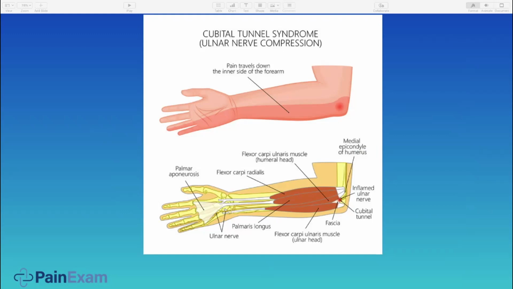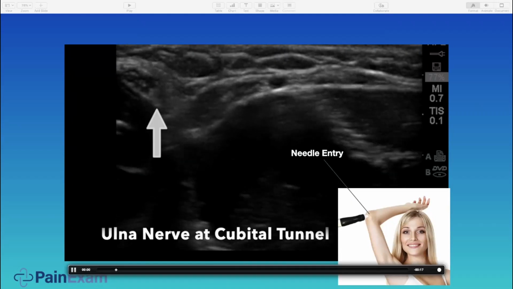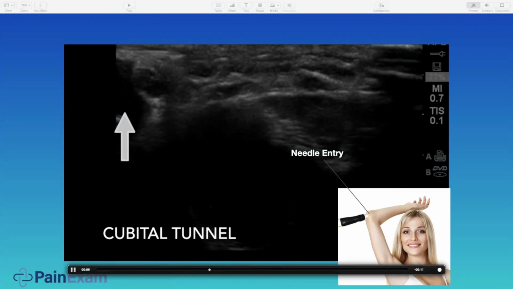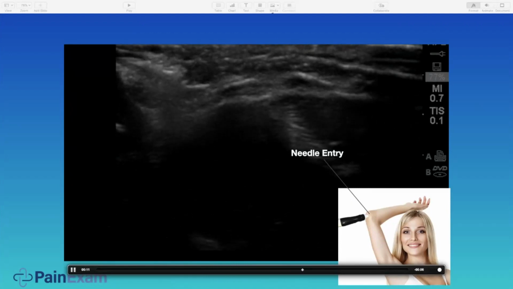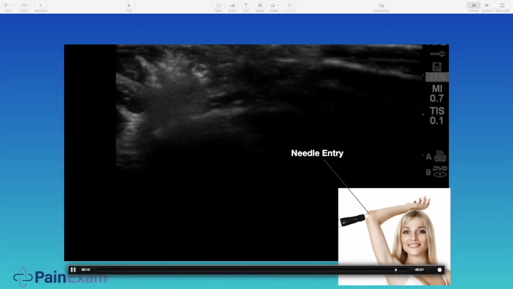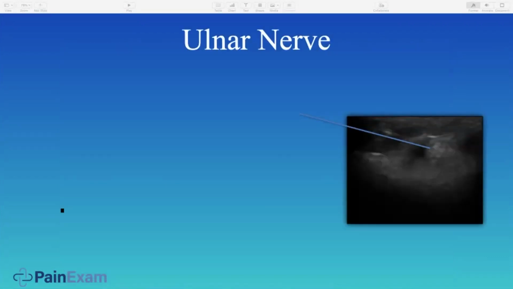You can put the probe up here above the cubital tunnel, and you can find the structure, and it looks like this. Here's the nerve. This is the tunnel. Needle entry point. Okay, so you need to be very careful not to stab this nerve. Here's my needle. You can even see the bevel of my 25 gauge needle with the ultrasound. So once again, if you're going to use a sharp needle like me, make sure you have very good control. If you are a beginner, I do not recommend using the sharp needle.